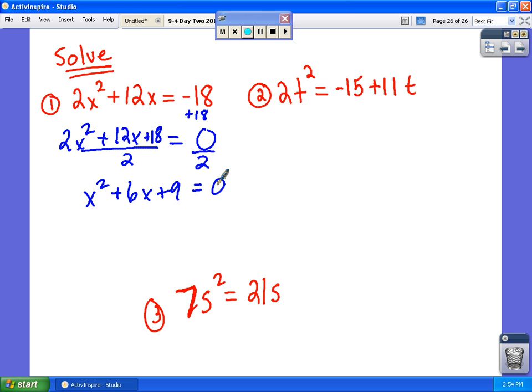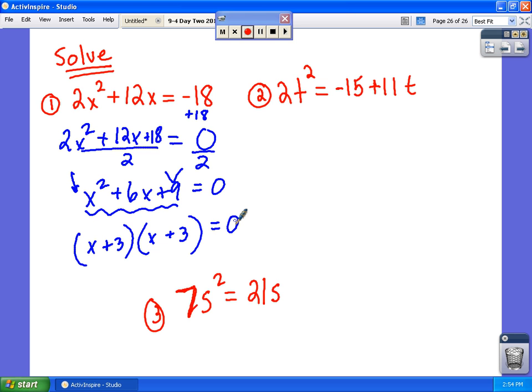Now that was great for me, because now there's not even a number in front of the x squared term, so a equals 1. Because of that, I can factor this side of the equation. I'm looking for the factors of 9 that add to 6. So that's positive 3, positive 3. And now I can set each one of these equal to 0. But because they're the same thing, I'm only going to set one of them equal to 0. And I get that x equals negative 3. The other one would also equal negative 3.